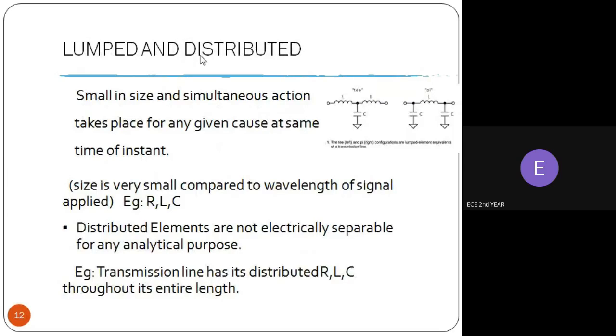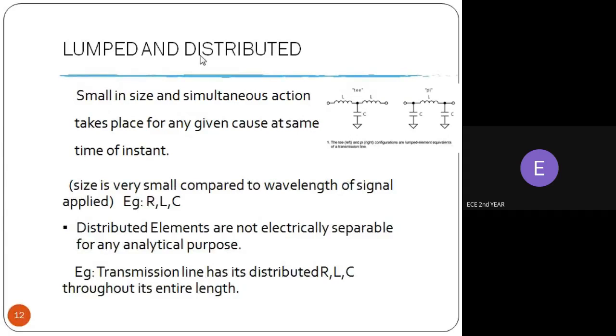Lumped and distributed elements. Lumped elements are small in size, and simultaneous action takes place for any given cause at the same instant of time. The size is very small compared to the wavelength of the signal applied at the input side. Examples are resistance, inductance and capacitance, the RLC elements.